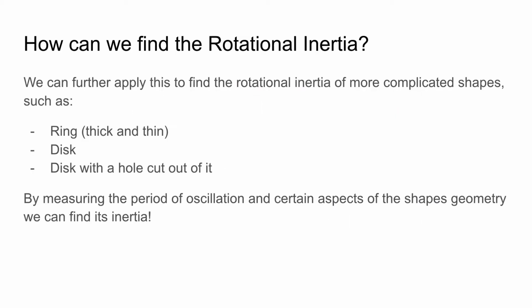We can further apply this basic idea to find the rotational inertia of more complex shapes, such as rings of varying thicknesses, a disc, and a disc with an offset hole cut out of it. By measuring the period of oscillation and certain aspects of the shape's geometry, we can find its inertia.